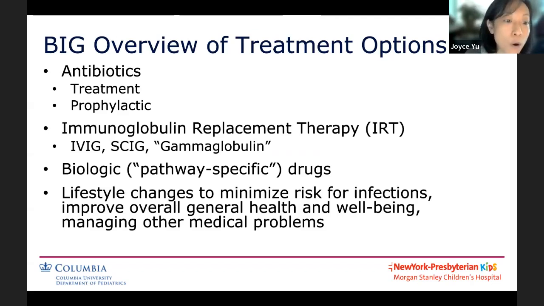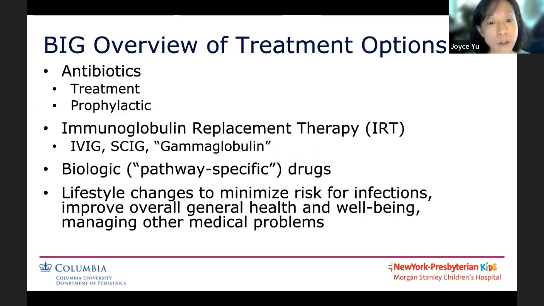We also have now a whole large area of what we call biologic drugs, and I put it down here in quotes, "pathway specific." These are biologic drugs, modulators, that are very specific for particular immune pathways. So if you knew this particular pathway wasn't working well, and there's a particular component that's not working so well, we could potentially either block the component or replace that component. There's a whole large area of research into this, and it helps with what we call personalized therapy.